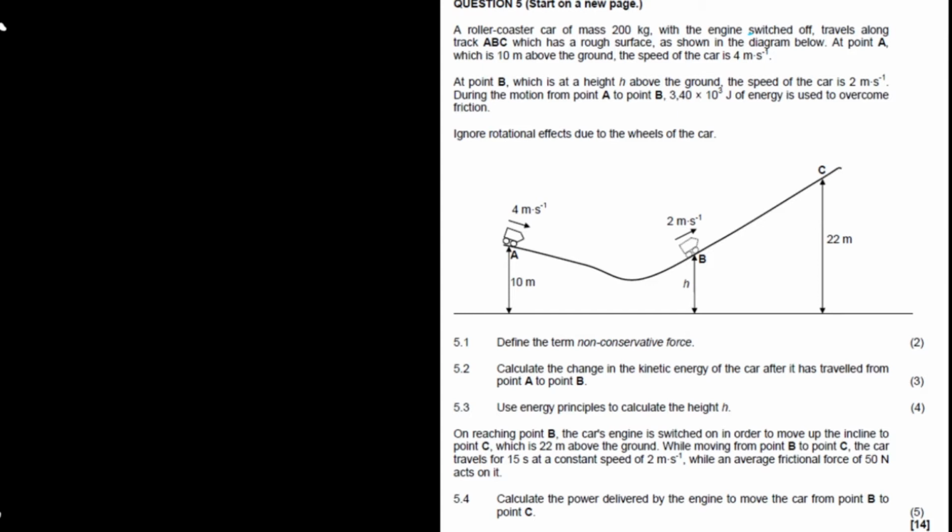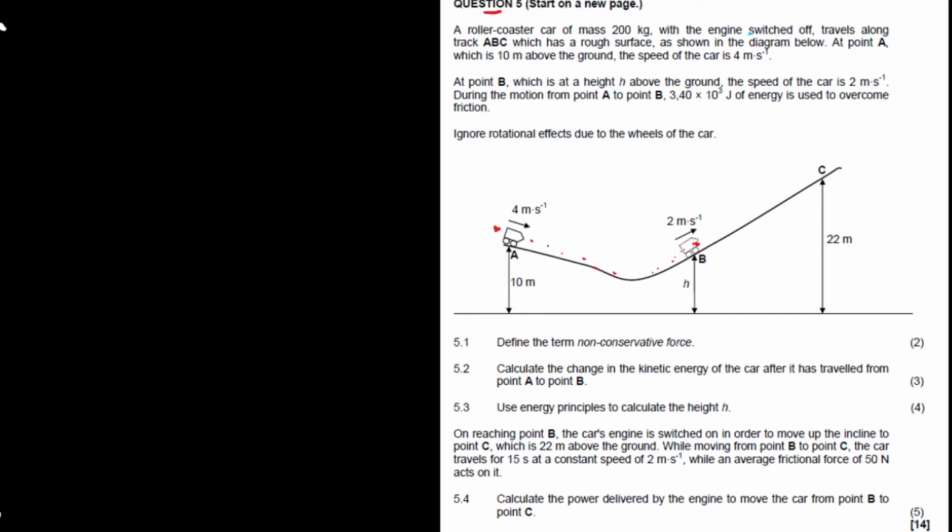Let's get started. So we have a question right here. This is question number 5. A roller coaster car. This is a roller coaster car, that's what they're talking about. Even without reading the question, we see this car goes all the way down and then goes up. This is height, but when it started, it was 10 meter. But let's read the question.